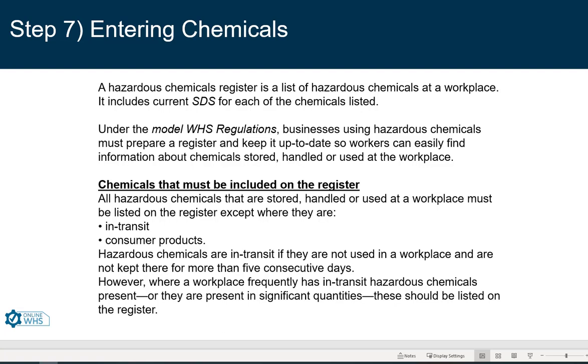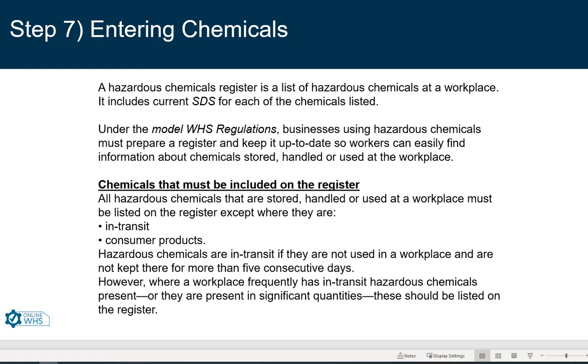Businesses using hazardous chemicals must prepare a register and keep it up to date, so workers can easily find information about the chemicals stored, and how they need to be handled or used at the workplace. The chemicals that must be included in the register are all hazardous chemicals that are stored, handled or used at your workplace, except if they're in transit or consumer products.